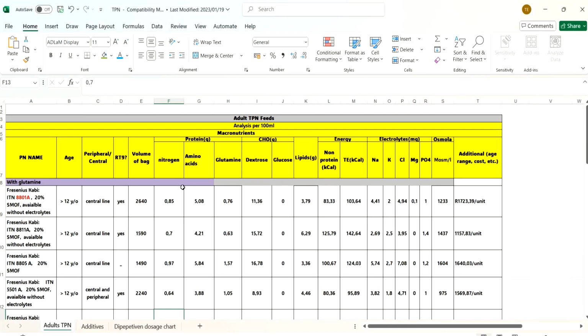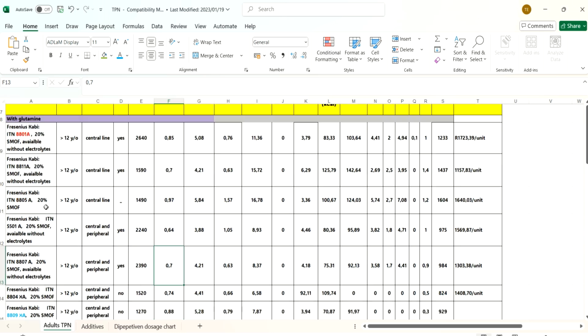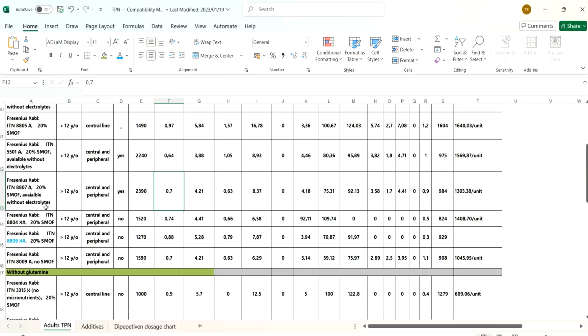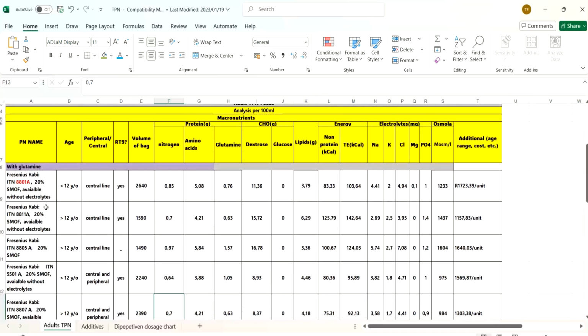Okay, so now we are looking at the Excel spreadsheet. The analysis is per 100 mils. This is for adult parenteral nutrition feeds. In our first column, we have the name of the bag or the product, and I've obviously indicated the category. So with glutamine and without glutamine, right? I've also indicated the company's name for each product. So I started with Fresenius Kabi and then moved over to the rest of the companies.